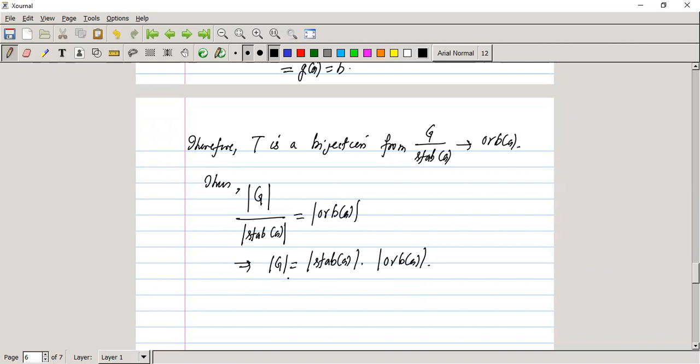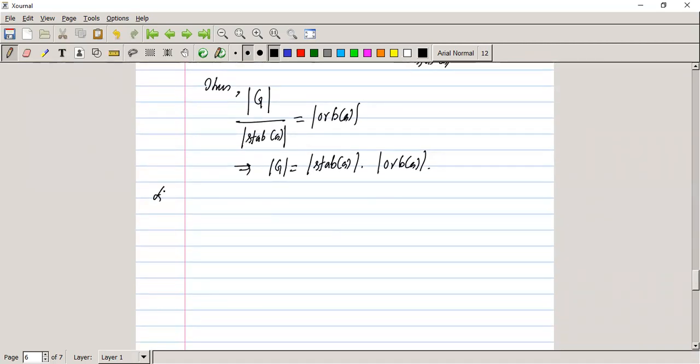Now we will take one more example of a group and compute its order using the orbit stabilizer theorem. The group of rotations of a cube. We will use the orbit stabilizer theorem to see what is the order of the group of rotations of a cube.